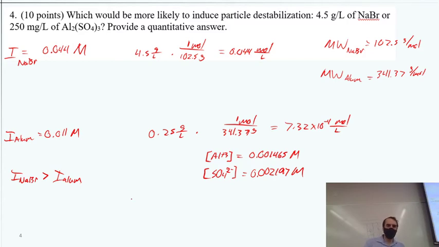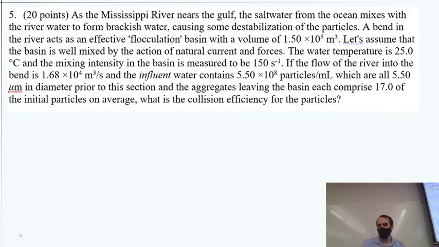hopefully pretty straightforward, and just remember that we define the ionic strength as the sum of our concentrations times their given charges squared. You have that equation. All right. So unless there's any issues there, we'll move on.